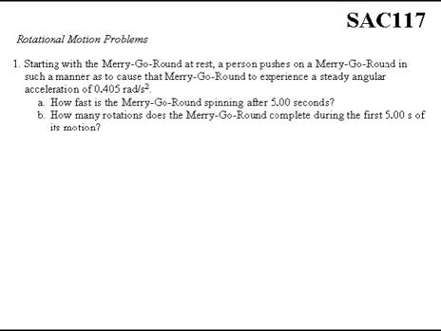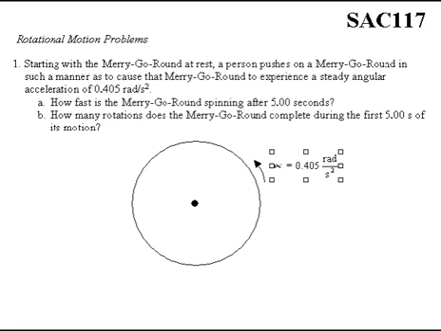SAC 117, problem number 1. We've got a merry-go-round, somebody's pushing it, starts out at rest, and it's got an angular acceleration of 0.405 radians per second squared. Let's go ahead and draw a picture of that. We'll get the merry-go-round going around with an angular acceleration of 0.405 radians per second squared. In part A, they want to know how fast the merry-go-round is spinning after 5 seconds.